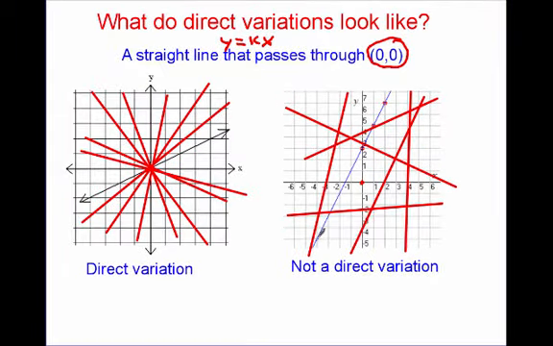Similarly, this relationship here passes through 0, 0, but it is not a direct variation because it's not a straight line. We can't write it as y equals kx.